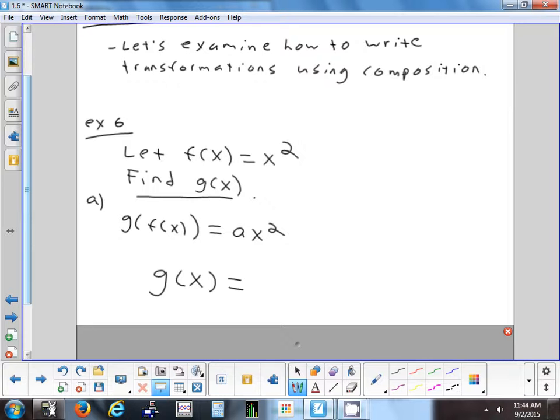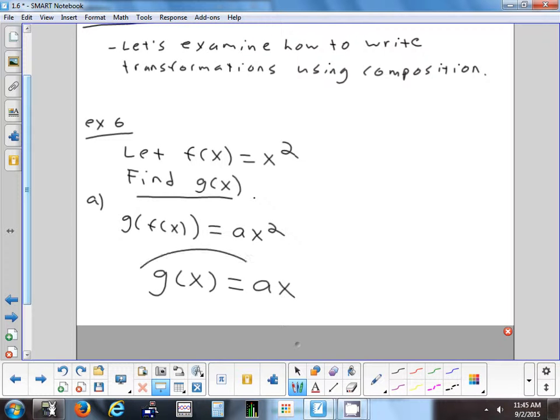Okay, so what would g of x have to be? Think of what you would have to write here for a function so that when you plug x squared into it, you get the answer ax squared. Yeah, it would be ax. Now you can always check it. Take your function f of x, plug it into function g. That means change all your x's to x squareds, and you would get ax squared. That's it.